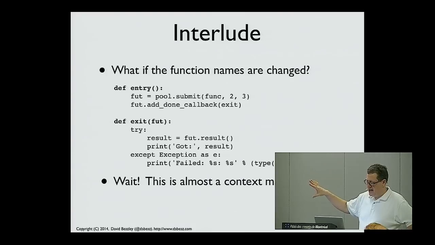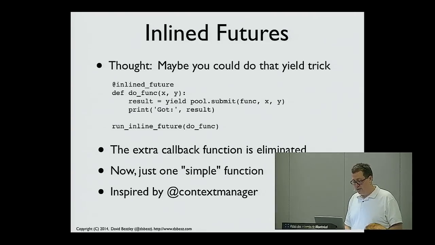What if I changed the names of the functions that I had in that code? There's some entry code that is submitting something to a pool, and then adding a callback, and then you have some exit code which is handling the result. It almost looks like a context manager. It's not really quite the same as a context manager, but it's kind of similar. You have two pieces of code like that, and you can ask the question, could I do that yield trick with something like that?